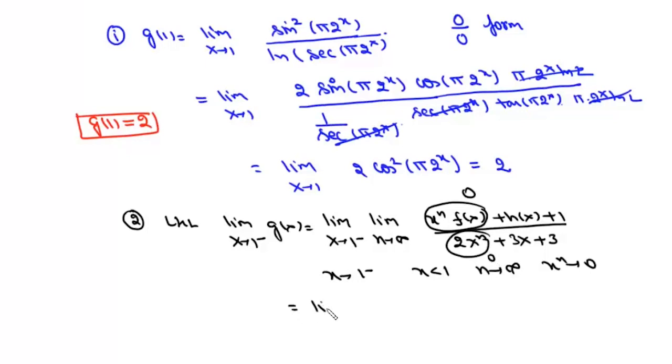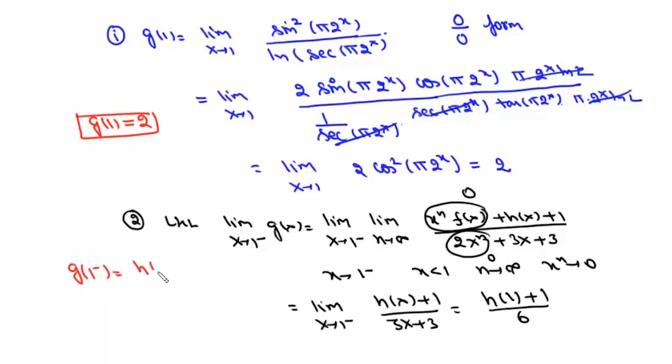So we can write this as limit x tends to 1 negative h x plus 1 upon 3x plus 3. Now we put this limit, this is h1 negative, and in the question it is given that f x and g x are continuous functions. So this is h1 plus 1 upon 6. So our left hand limit is g1 negative, and it will be h1 plus 1 by 6. Now we'll find our right hand limit.